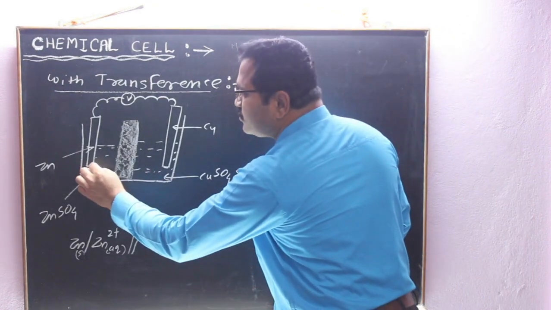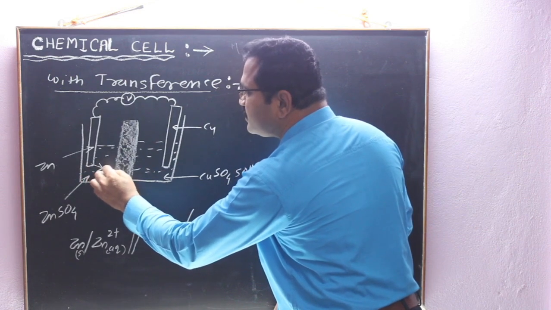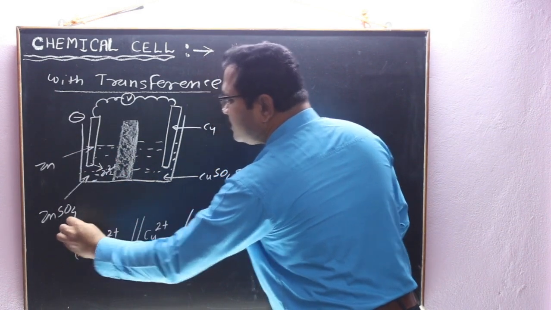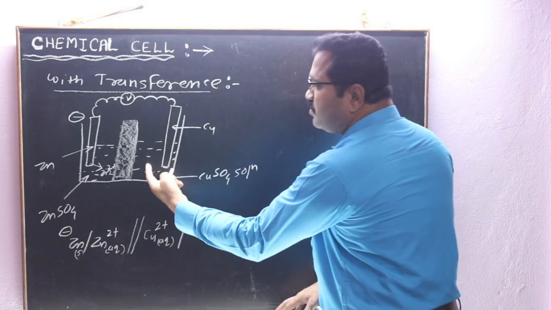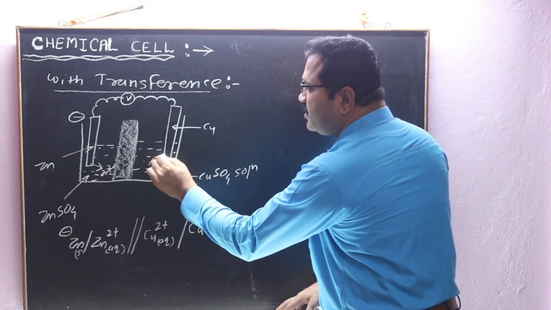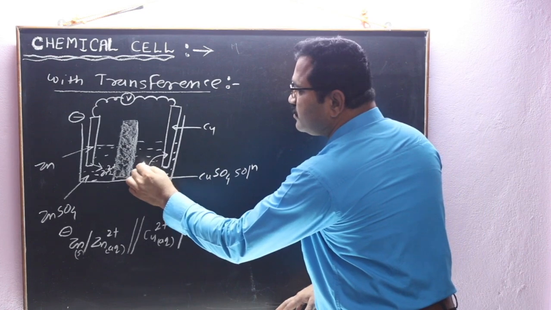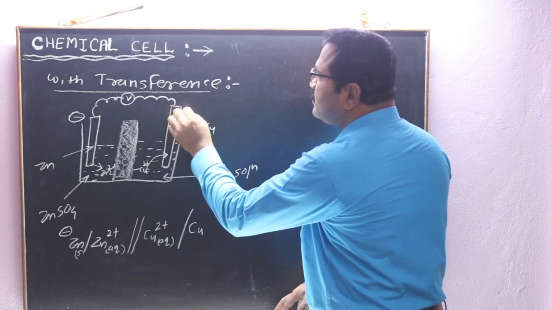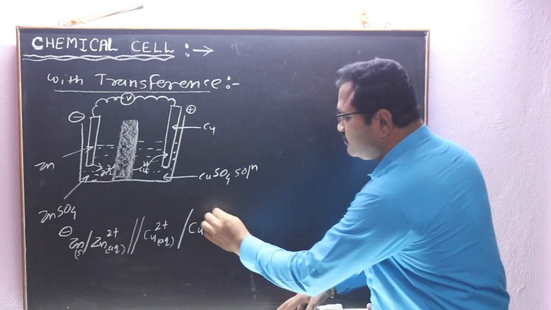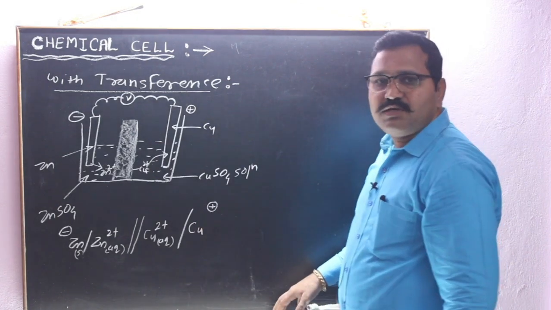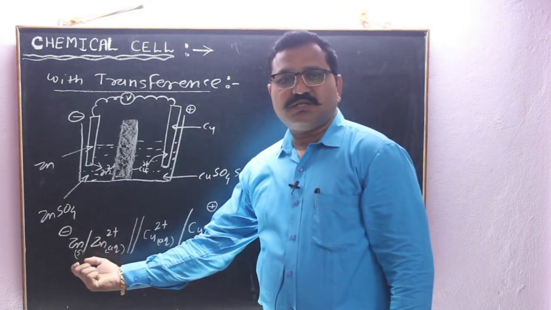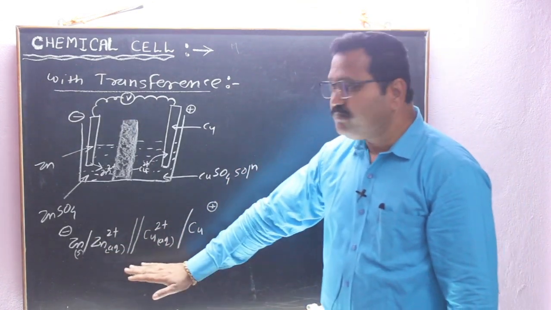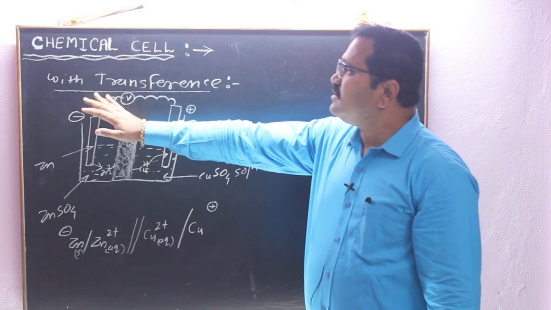Now here Zn goes in the solution as Zn2+ ions, leaving behind electrons, that's why it is negatively charged. Here Cu2+ ions from solution deposit by withdrawing electrons from that electrode, hence this electrode is positively charged. And always where oxidation takes place, write to the left, reduction takes place, write to the right. This is the representation of this chemical cell with transference.